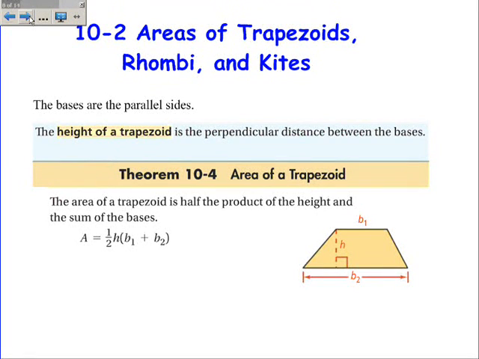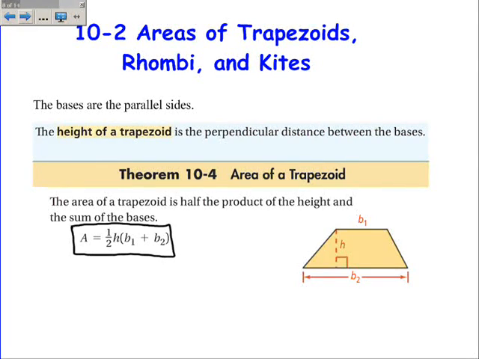Now, the next section, 10-2, is on the areas of trapezoids, rhombi, and kites. Keep in mind that the bases of a trapezoid are the two sides that are parallel, and also that the height of the trapezoid, or the altitude, is always perpendicular to the bases. Now the equation in the book is that the area is 1/2 the height times the sum of the bases.